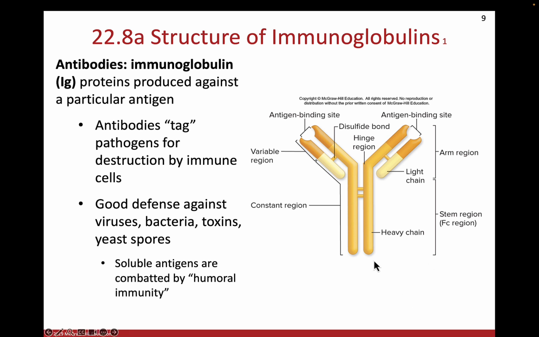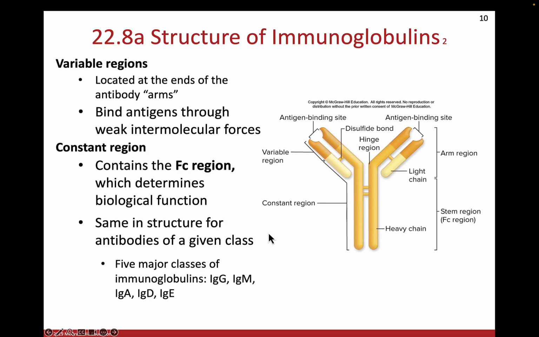Here we can basically look at an image of an antibody. Typically, they're always going to be described as Y-shaped. We can actually see 2 antigen binding sites and then a constant region as far as the shaft of the Y. Now, the variable regions, that's located at the ends of the antibody arms, and this will actually bind antigens through weak intermolecular forces. The constant region, this contains the FC region, and this determines the biological function. Now, that will be the same in structure for antibodies of a given class.